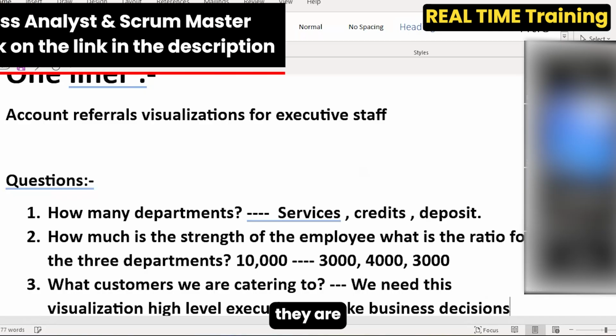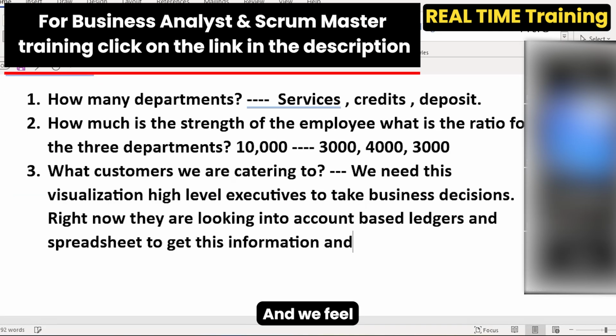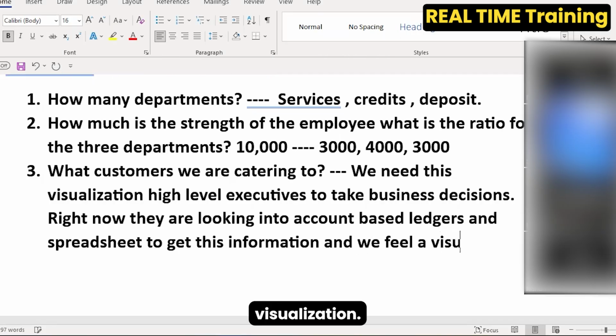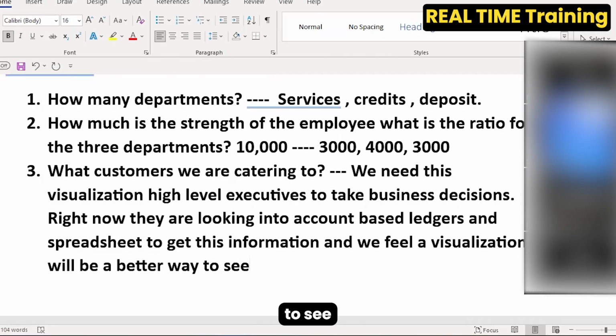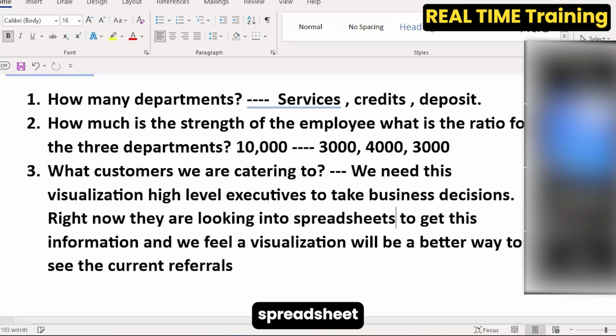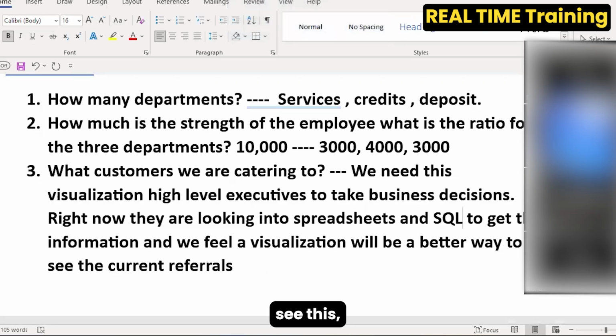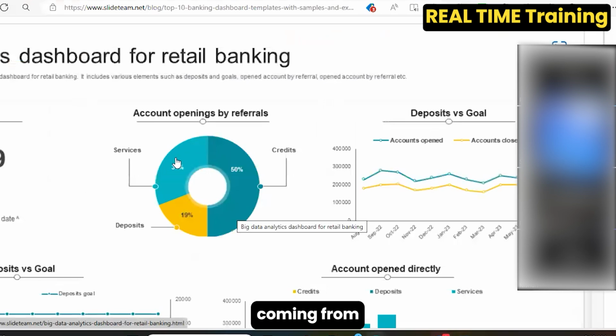And right now what they are doing is they are looking into spreadsheets, and we feel a visualization will be a better way to see current referrals. Not even account-based ledgers, just spreadsheets. Currently we are looking into spreadsheets and SQL to get this information. We feel a visualization will be a better way to see the current referrals. Some of our account openings in a bank are coming from services, they are referring them. Some of them are coming from credits and deposits. So we want to know how we are getting these referrals.